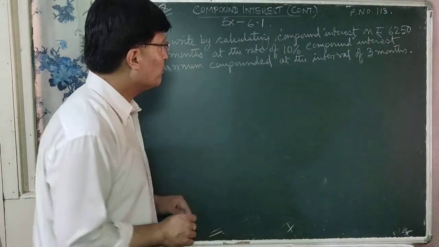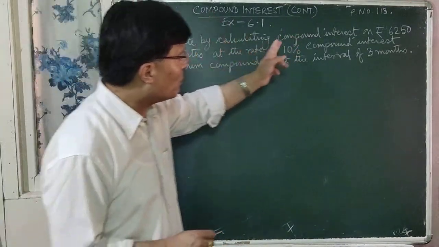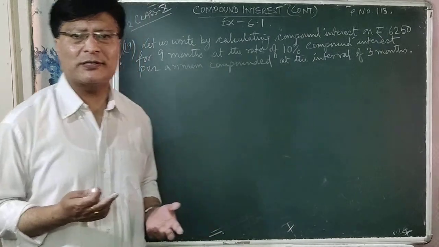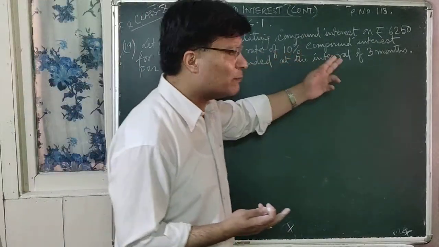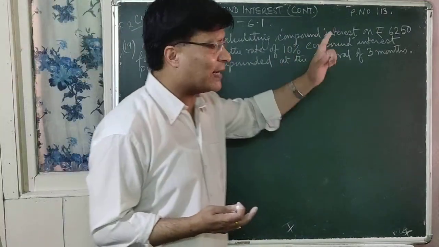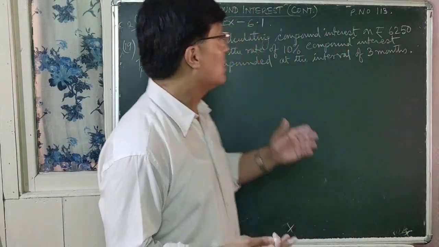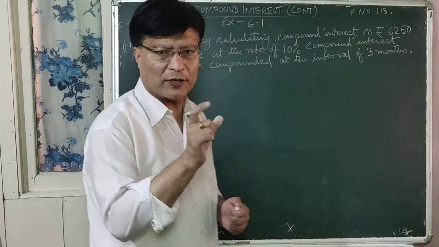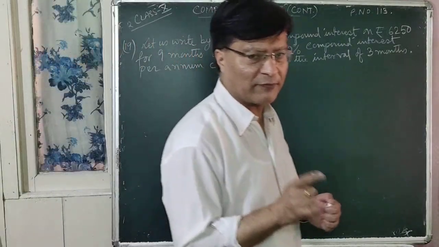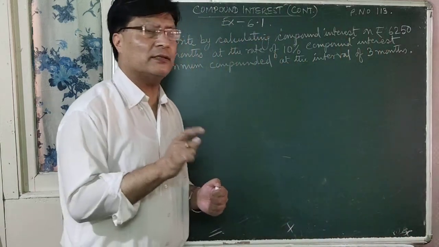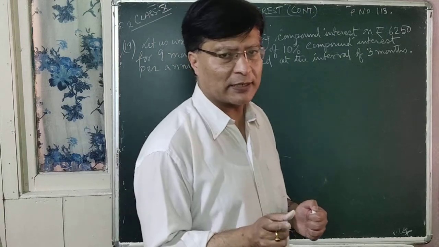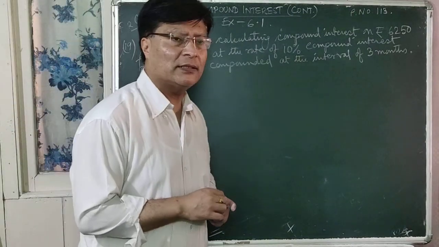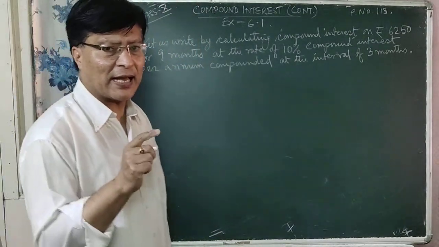Okay. So now you have to calculate the compound interest on rupees 6,250. That is your principal. For how many months? 9 months. Time is 9 months, isn't it? At the rate of 10% compound interest per annum, compounded at the interval of how many months? 3 months. Just now I explained to you about compounded at the interval of 3 months. There are 4 phases.